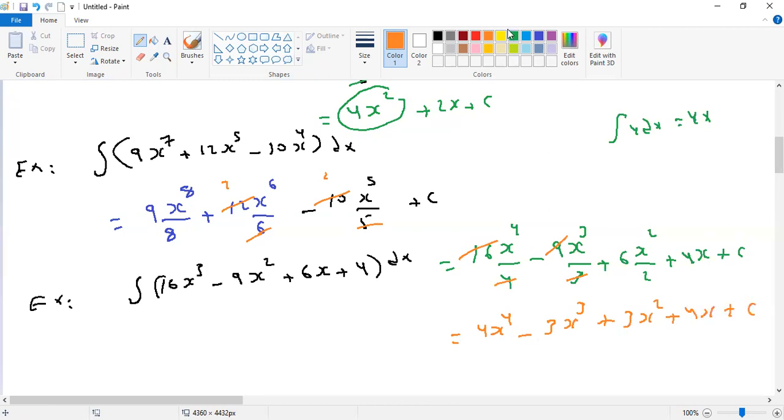We can check the answer. Look at the answer. What is the derivative of 4x to the power 4? 4 by 4 is 16, 4 minus 1 is 3. So find the derivative of this one. 3 by 3 is 9, minus 1 is 2, so we have x squared.